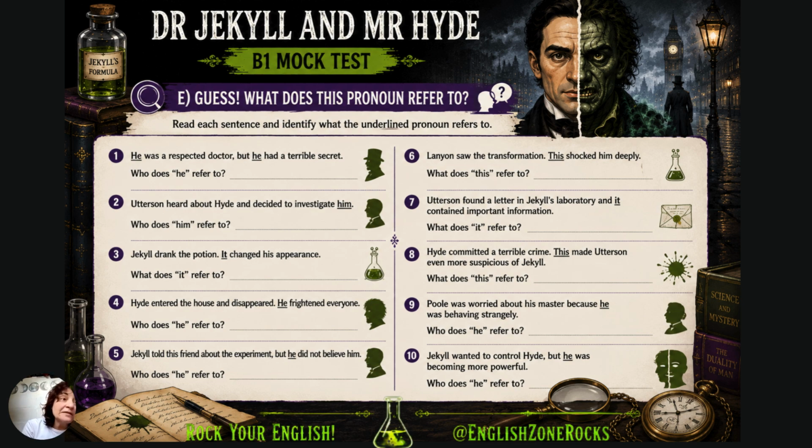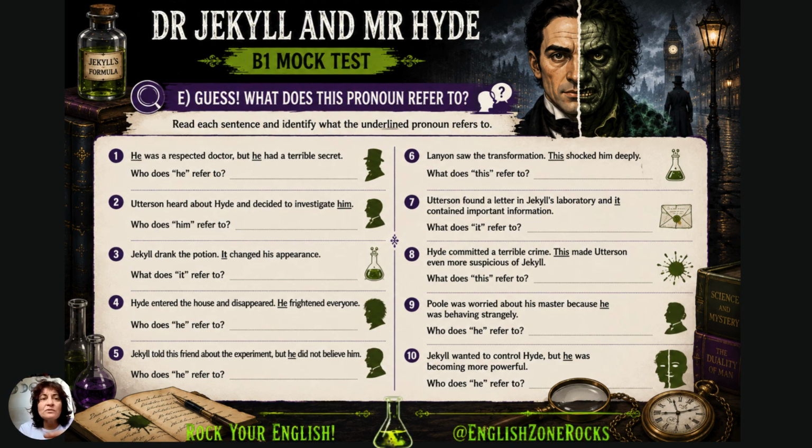Jekyll told his friend about the experiment, but he did not believe him. Who does he refer to? Lanyon saw the transformation. This shocked him deeply. What does this refer to? Utterson found a letter in Jekyll's lab, and it contained important information. What does it refer to? Hyde committed a terrible crime. This made Utterson even more suspicious of Jekyll. What does this refer to?